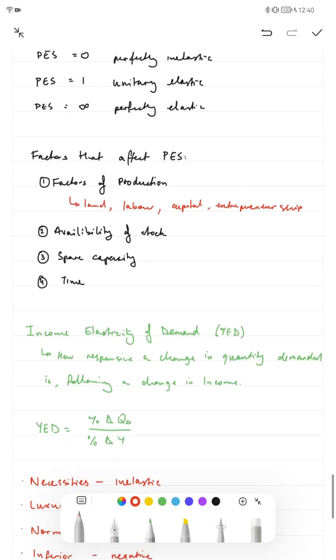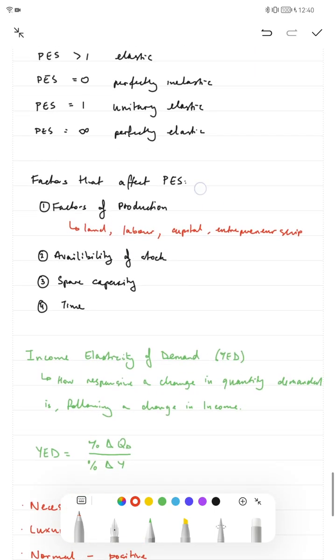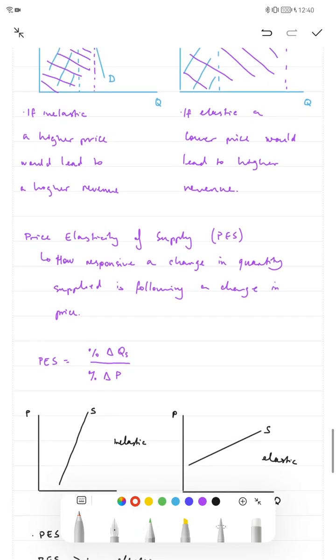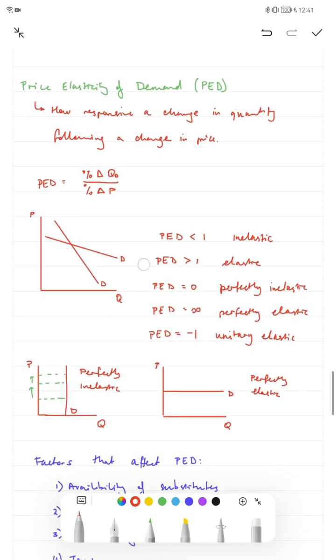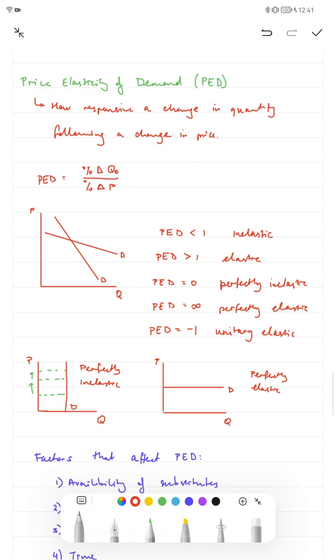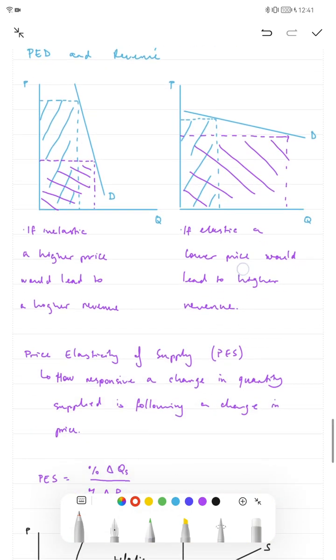And there you have it. You have the three elasticities. So income elasticity of demand, you have price elasticity of supply, and price elasticity of demand as well. So those are the three elasticities that you're meant to know. What to include, the factors, how to interpret them, what they tell you as well, and why they're useful.